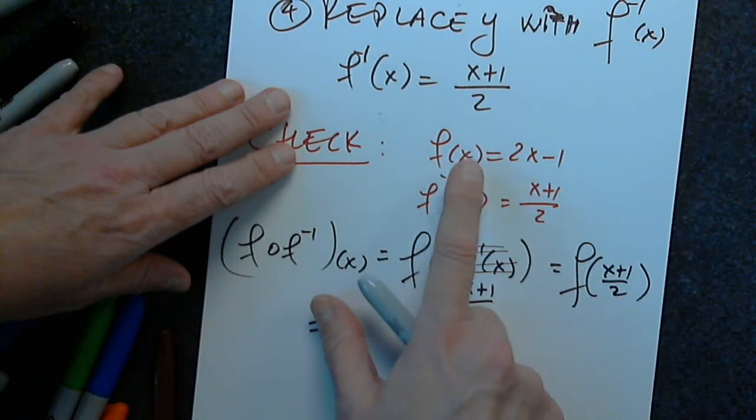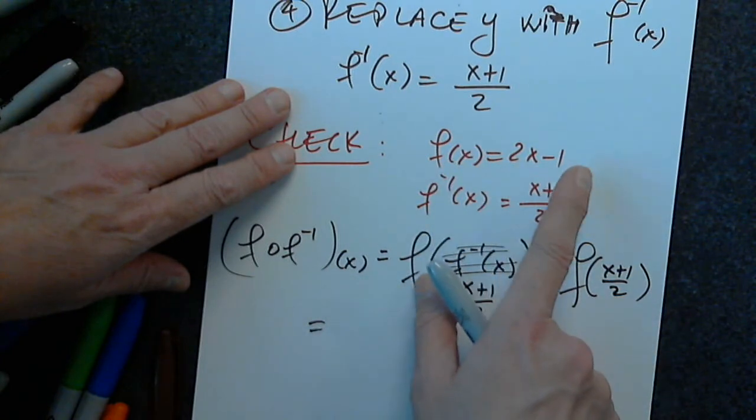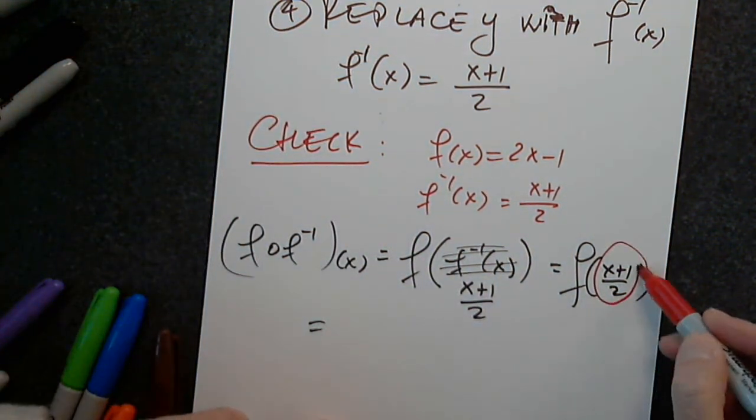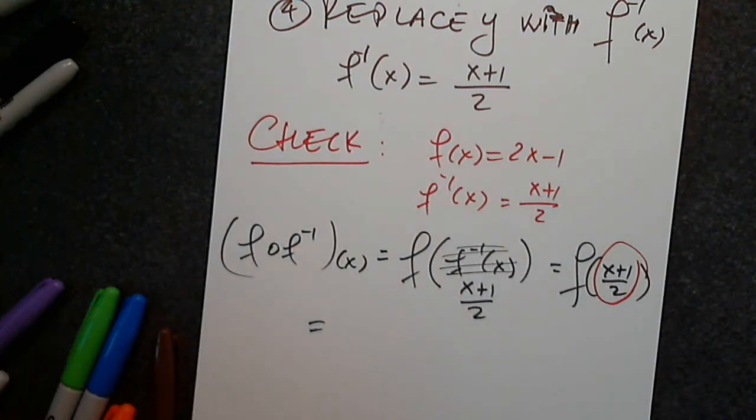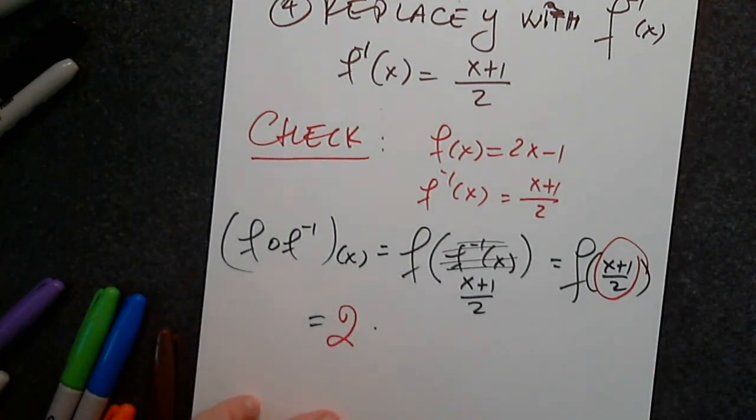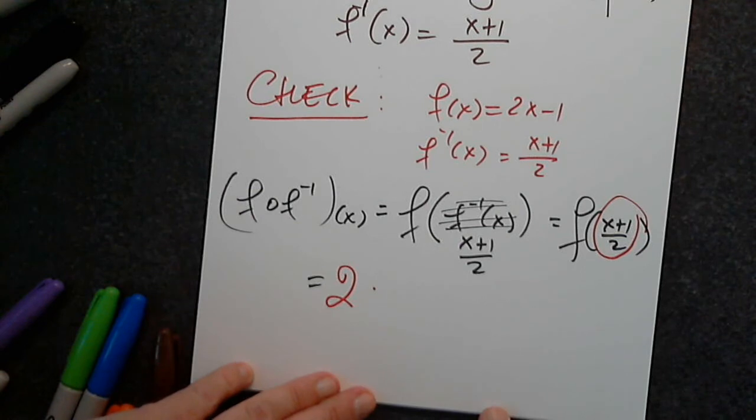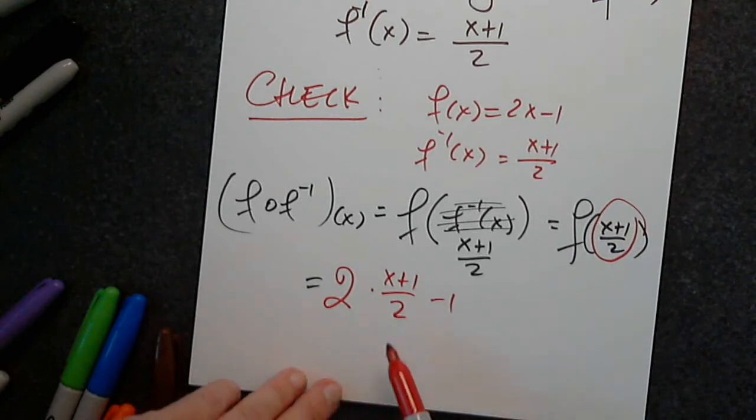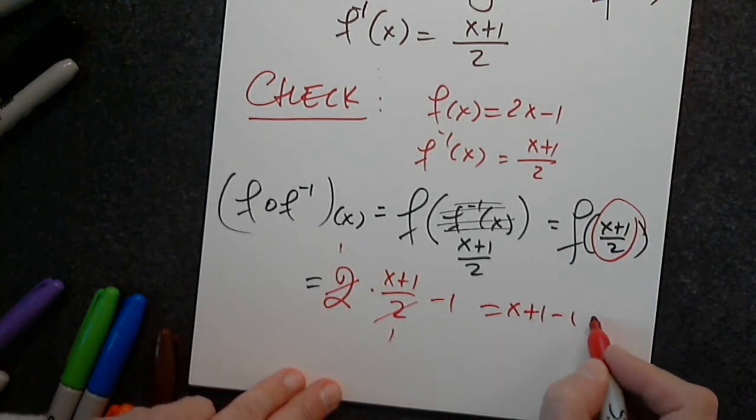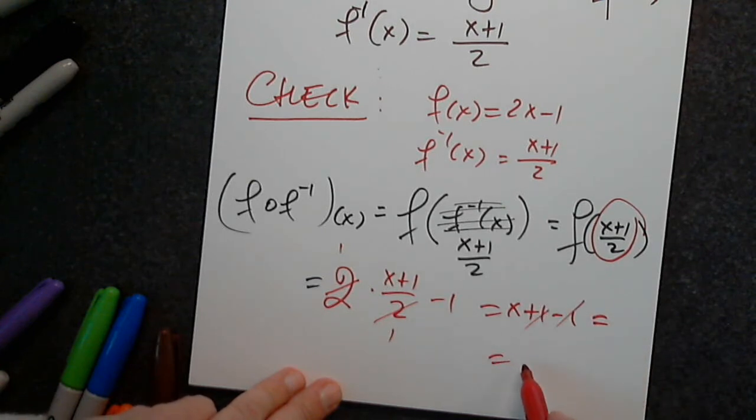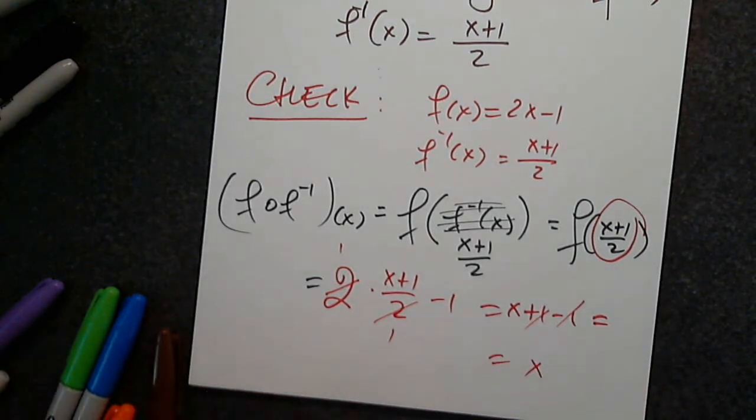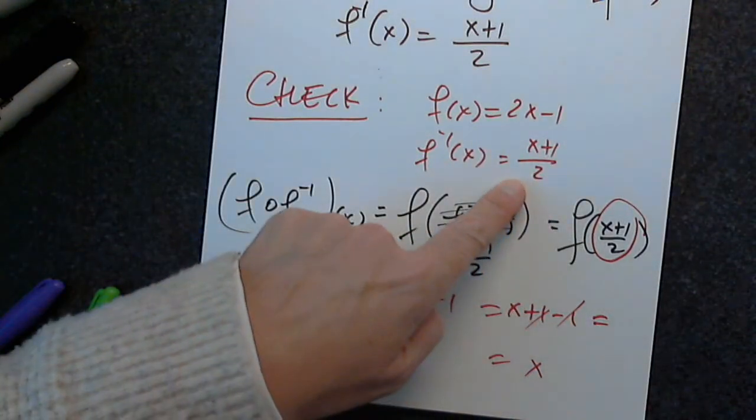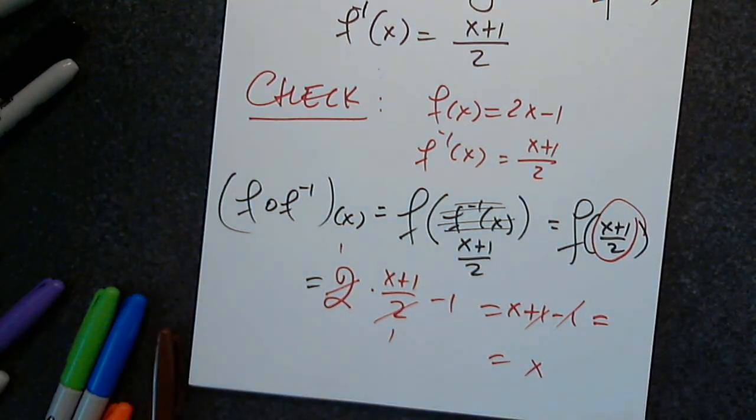So f of whatever is 2 times whatever minus 1. This is my whatever now. I can plug in x plus 1 over 2. So it's 2 multiplied by x plus 1 over 2, minus 1. I have to simplify first. I get x plus 1 minus 1, which turns out to be? That's it. So I showed you that indeed 2x minus 1 and x plus 1 over 2 are inverses of each other because I got x.